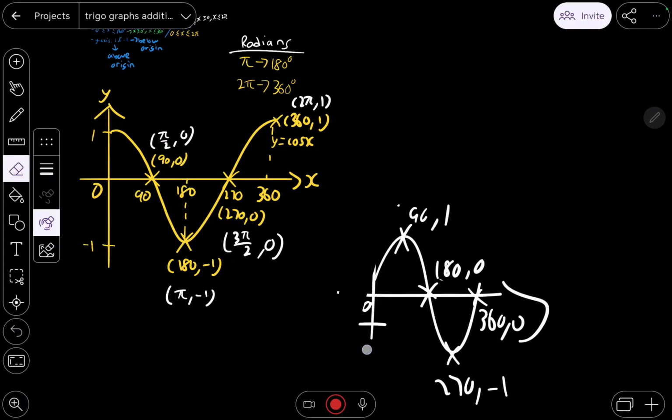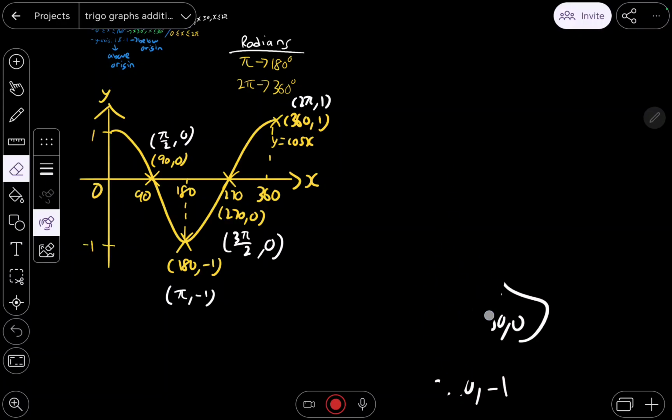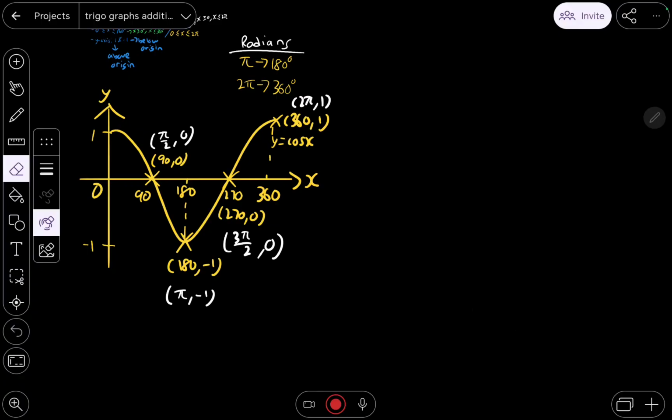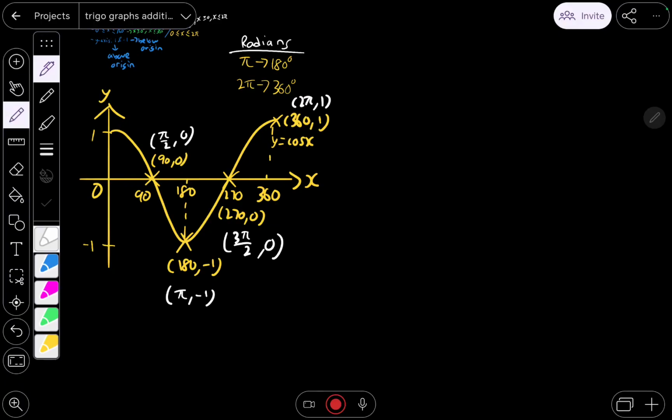So I'm just going to erase this sin x graph. You can just go and have a short, maybe 5 to 10 second break. Alright, oh my god, this thing keeps coming off. Okay, so now let's draw the negative cosine x graph.